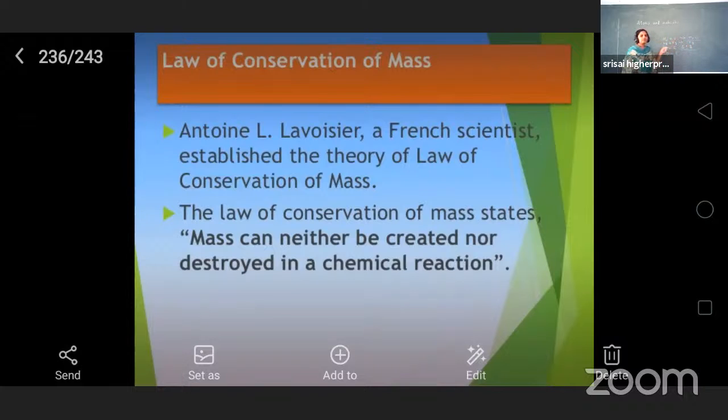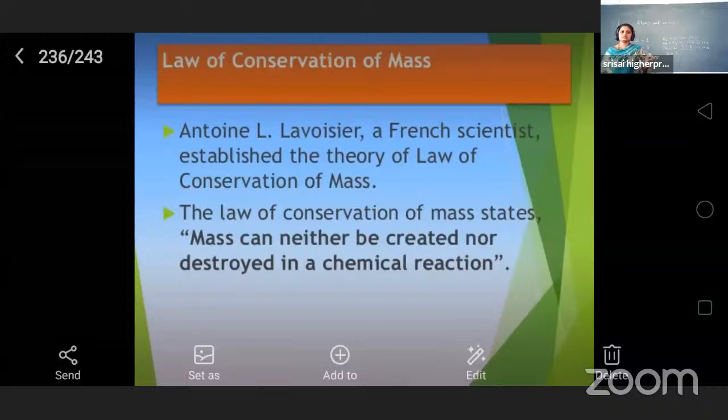Mass can neither be created nor destroyed. Created means it will be more. Destroyed means it may be less. So if mass is created, it will be more, or if destroyed, it will be less.